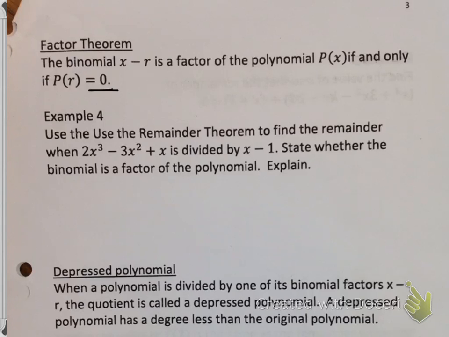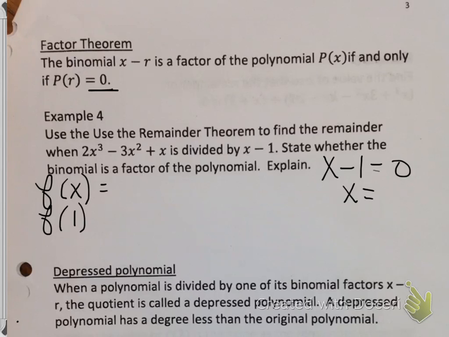minus 3x squared plus x is divided by x minus 1. So we're going to plug in a positive 1 into the equation. So we're going to find f of x, where we're going to plug in 1. And the reason why we're plugging in 1 is because x minus 1 equals 0. X is 1. So we're going to plug in 1 in there.